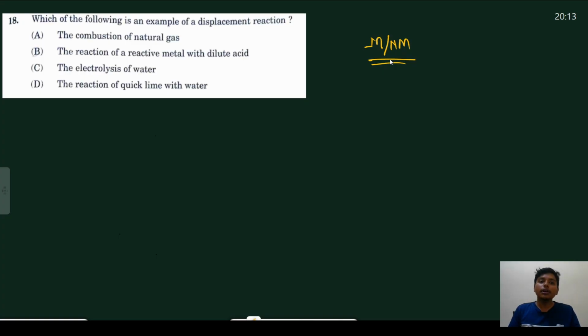That is called displacement. Now, if you check the first option, that is the combustion of natural gas. Natural gas means, let's suppose, methane. Methane plus oxygen will give carbon dioxide plus water. This kind of reaction is known as a combustion reaction. This is not a displacement reaction.